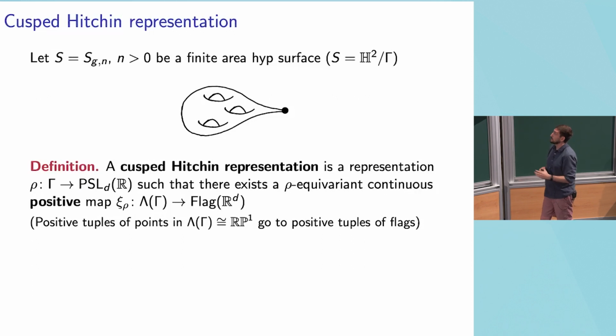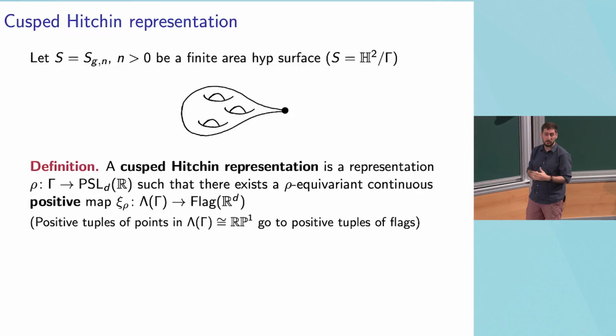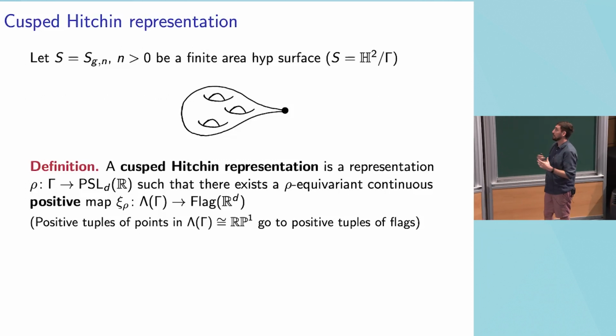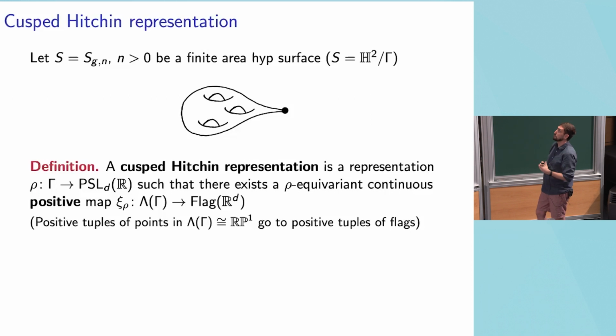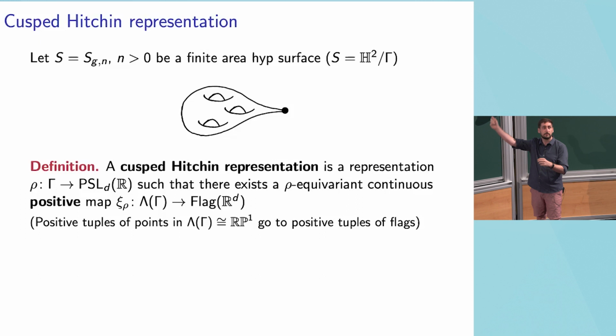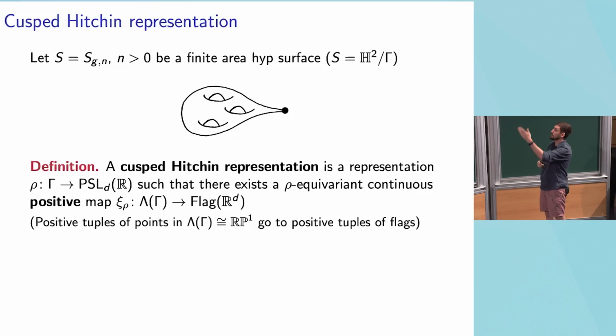So I want to start with a surface that has at least a puncture. Okay? So a surface of genus g, I want to have at least a puncture, and I want to assume that this surface has a finite area hyperbolic structure. Okay, so I have cusps, one or more. So in particular, the Euler characteristic needs to be negative.